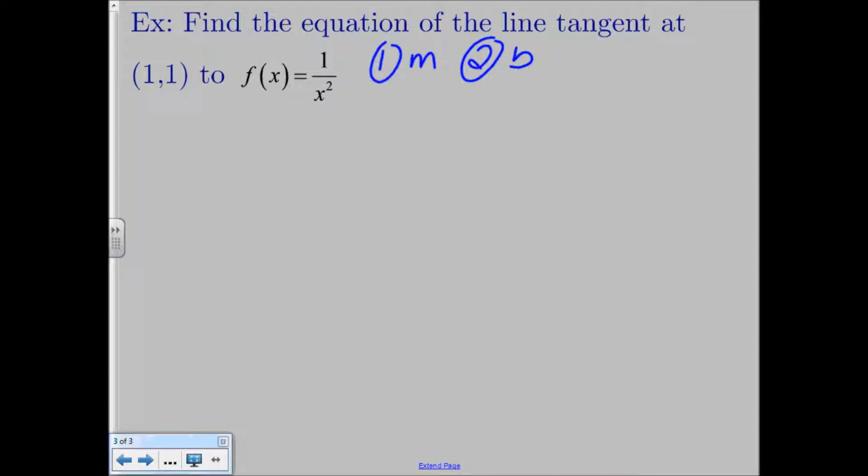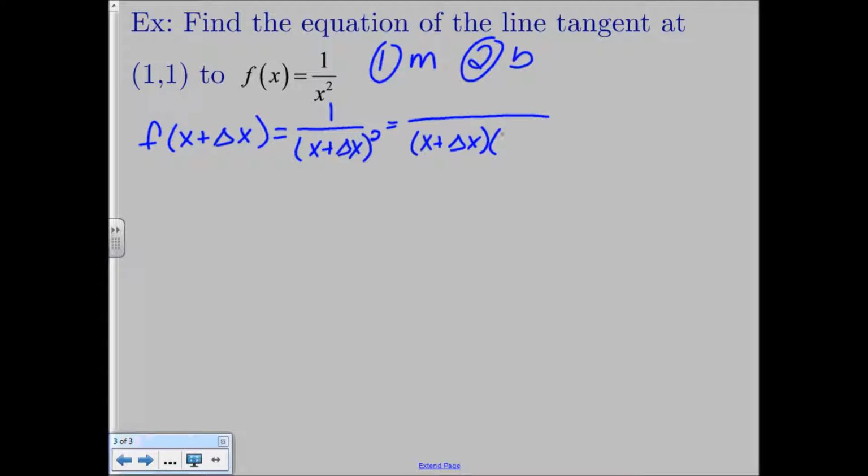We need to find our derivative first to find our slope. So let's find our f of x plus delta x so that we can get ready to plug into our difference quotient and take the limit. That's just going to be 1 over x plus delta x, the quantity squared, which, writing out, is just the binomials multiplied by each other. Put our 1 back up there in the numerator. Since we've done this foiling so often, I'm just going to jump straight to the answer. We're going to have x squared plus 2x delta x plus delta x squared in the denominator.